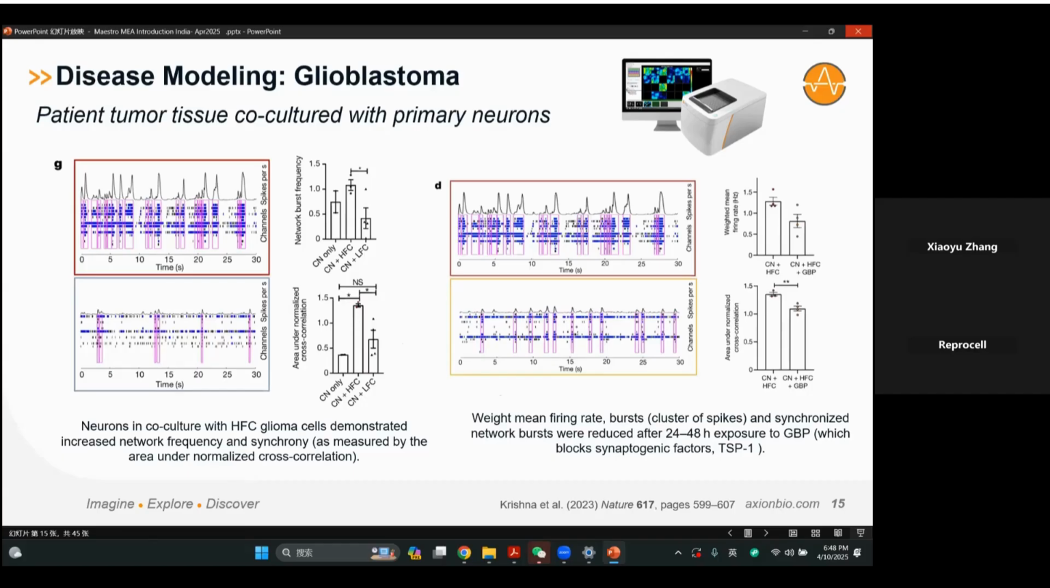And in figure D, we can see that they also applied GBP to the cultures. GBP blocks synaptogenic factors such as TSP. After 24 to 48 hours of treatment, the mean firing rate, burst, and synchronized network burst were reduced. So this data explains the dysfunction of neurons co-cultured with the glioblastoma cells.